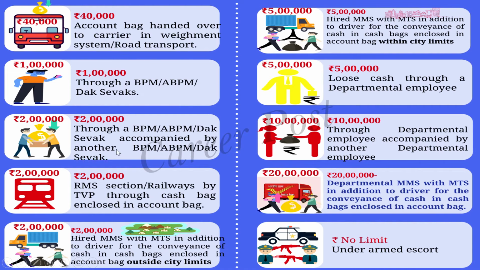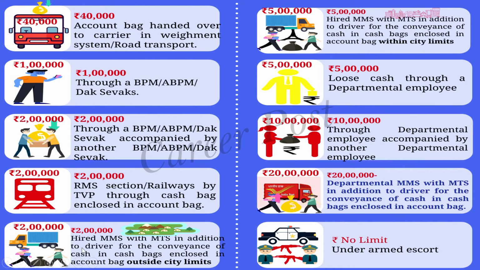Next one is the RMS. That means this is the train. So RMS, it is 2 lakhs through railways by TVP service through the cash bag enclosed in an account bag. Next one is the hired MMS with MTS in addition to driver. This is a hired vehicle. Now you can see here, this is a departmental vehicle with our logo and our red color. Here this is a hired vehicle.